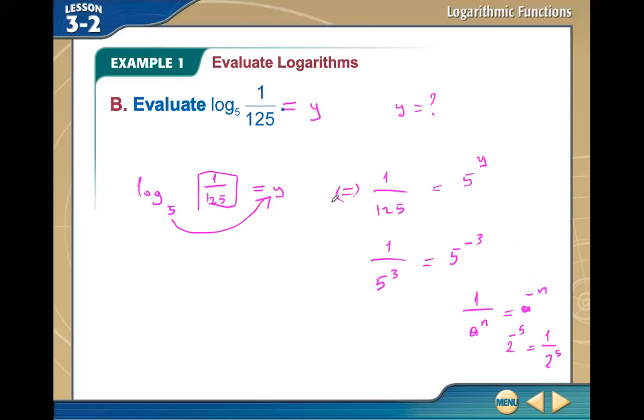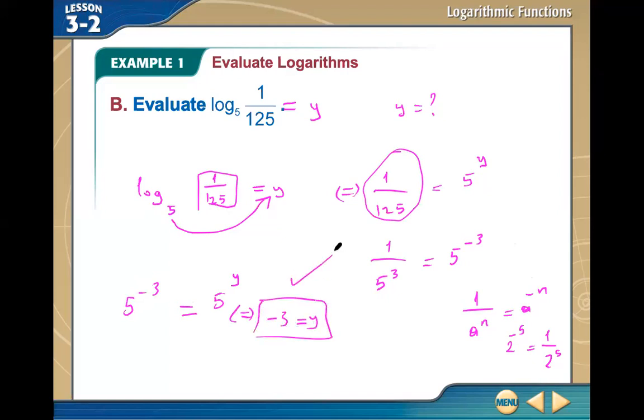So what will it be then? Instead of 1 over 125, we will say 5 to the negative 3. So this is equal to 5 to the y. So it's clear that, if and only if, negative 3 is equal to y. That's it. We solved the question. Have a look.